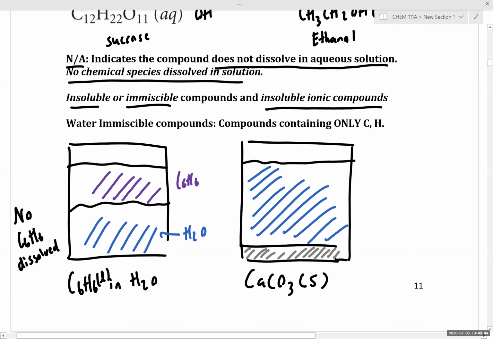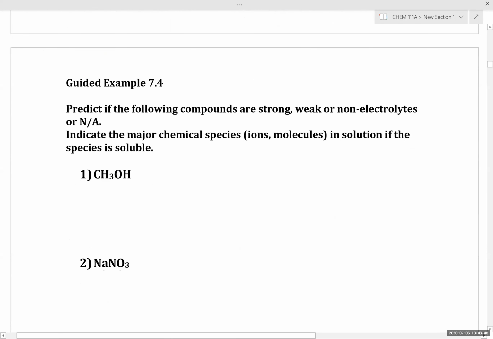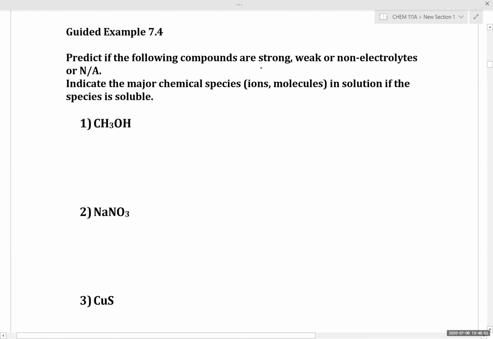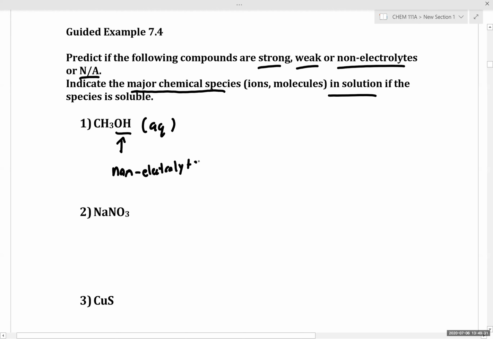So, things are best learned and integrated via application. So let's do a guided example where we have to predict if the following compounds are strong, weak, or non-electrolytes, or none of the above, and indicate the major chemical species in solution. Okay, so I'll start us off. Methanol, the one that you should not drink. CH3OH, this OH indicates that we likely have a soluble covalent compound, so this gets an aqueous symbol. And since it's not an ionic compound and it's not a strong acid and it's not a weak acid, we would call this a non-electrolyte. And for non-electrolytes, we have only molecules in solution.